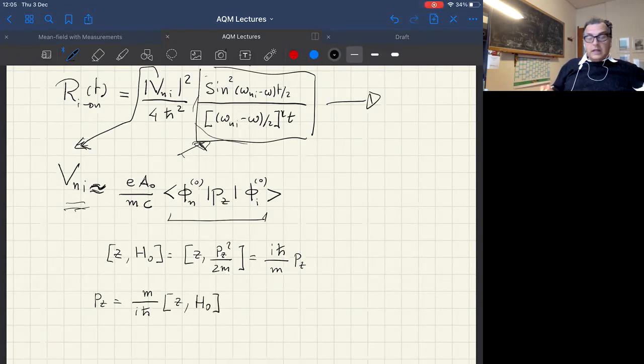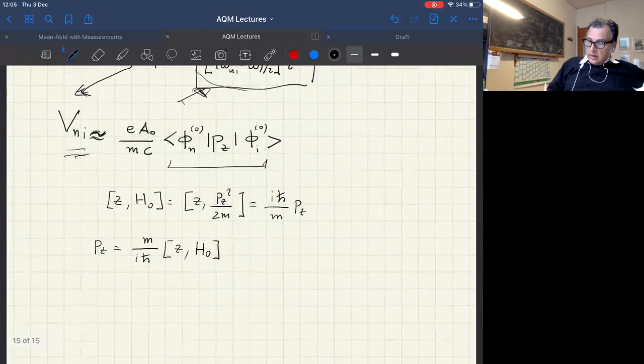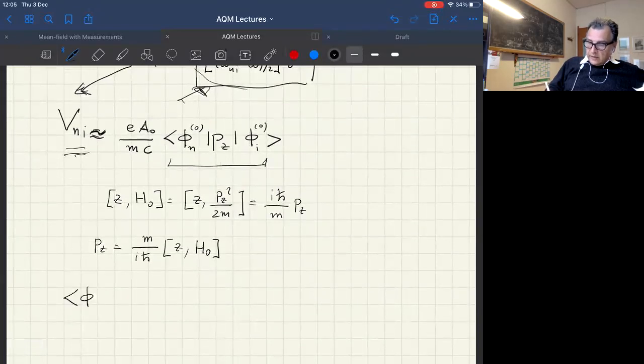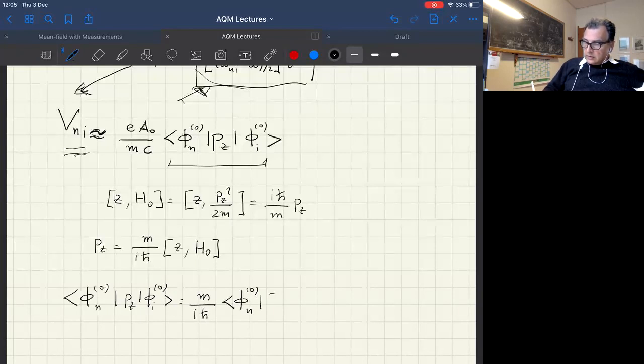Why am I doing this? Well, this is very simple because now I want to write the matrix element phi zero of N, pz, phi zero of I as m over i h bar, and there are other constants that I will not report, phi zero of N, now that I have the commutator, which is Z H0 minus H0 Z.